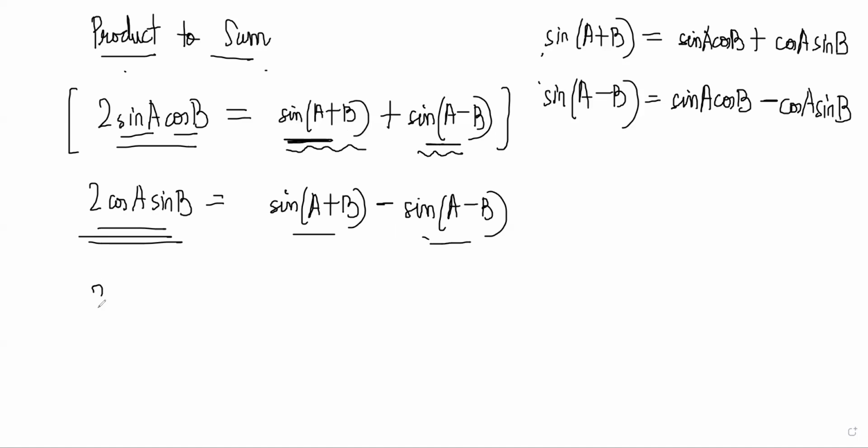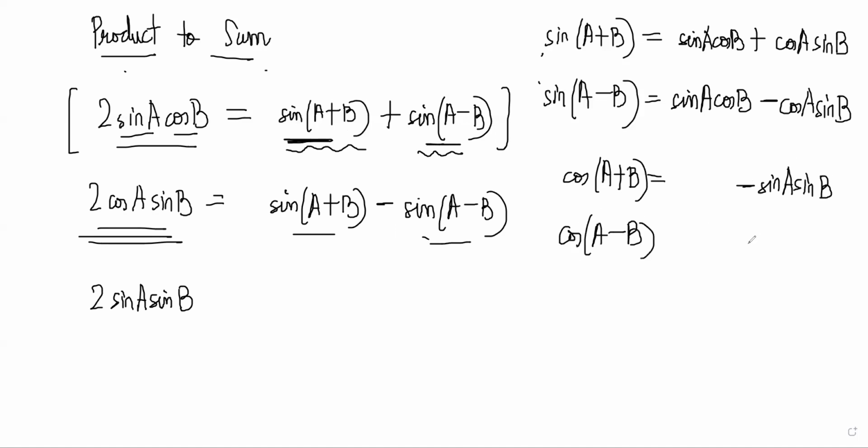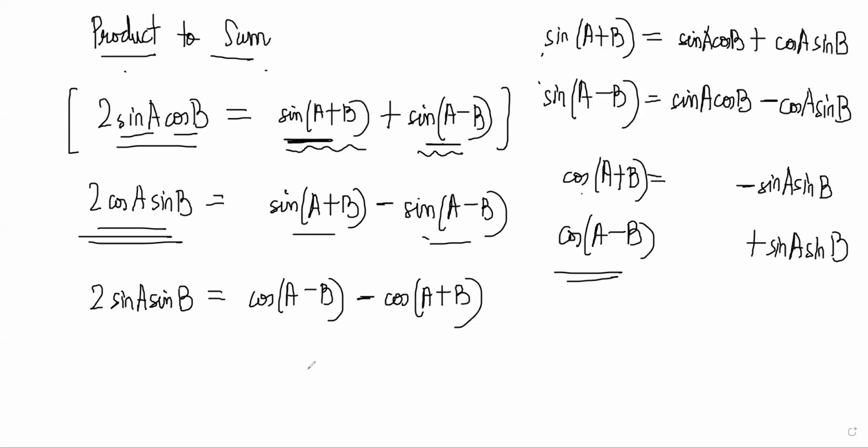But if it was something like 2 sin A sin B, then it will come from the formula of cos. Cos (A plus B) was giving us a minus sin A sin B, and cos (A minus B) was giving us a plus sin A sin B. So obviously it should be cos (A minus B) minus cos (A plus B). I hope you are understanding the logic of what I'm saying. And if it was 2 cos A cos B, then it will be the plus of these two.